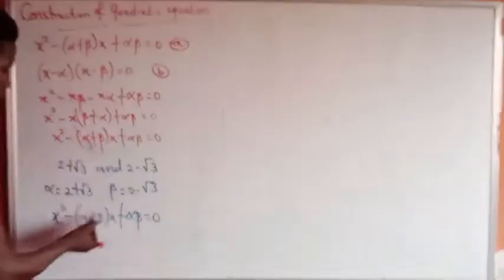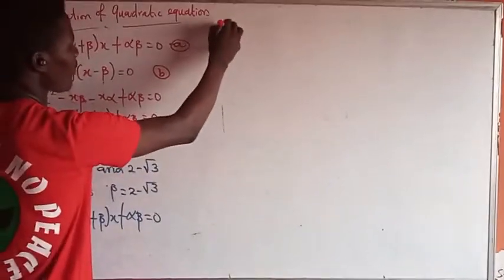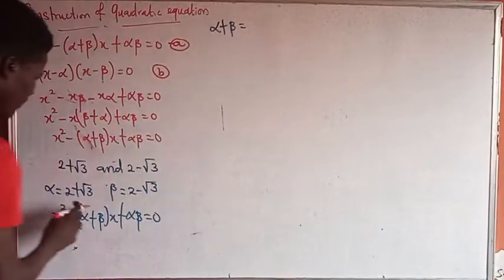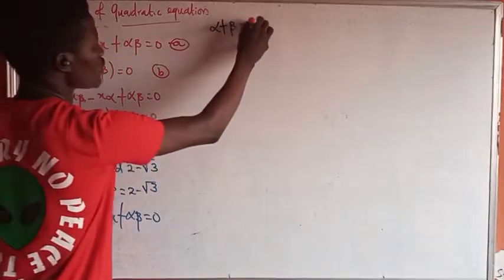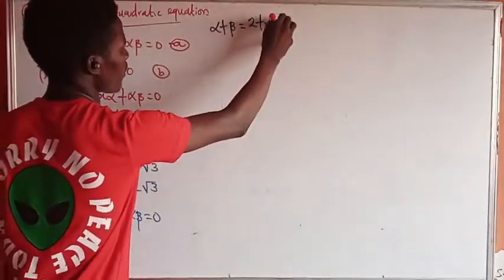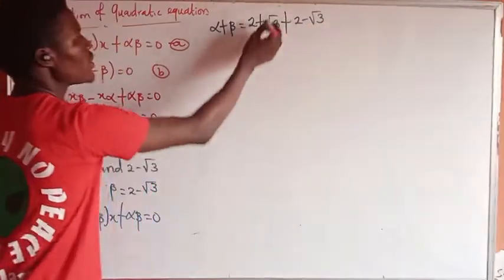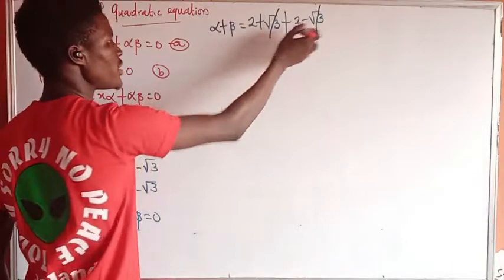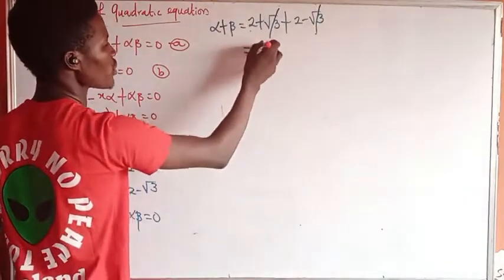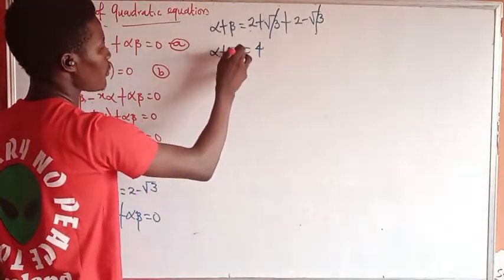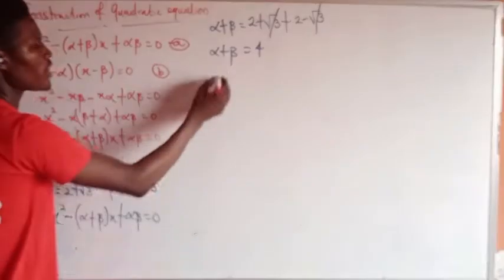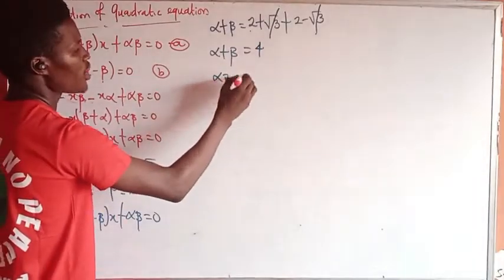So our alpha plus beta will now be 2 plus root 3 plus 2 minus root 3. Root 3 will cancel root 3. 2 plus 2 will give us 4. So our alpha plus beta is 4. Now our alpha beta, which will be 2 plus root 3 times 2 minus root 3.